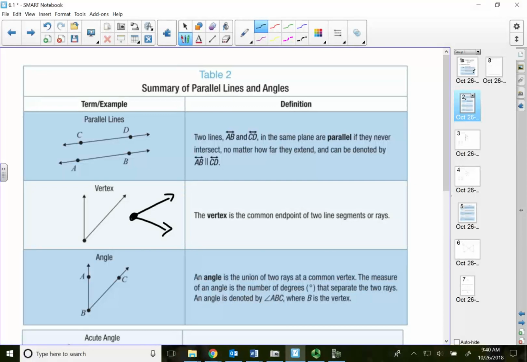Let's take a look at the word angle. An angle is a union of two rays at a common vertex, or common endpoint. The measure of an angle is the number of degrees that separate the two rays. An angle is denoted by ABC, where B is the vertex. What that means is when we read the angle, we read it from ray A to B, and then from B to C. So rather than write the letter B twice, we just write it one time. So angle ABC means the angle formed from ray A to B, and then from B to C.